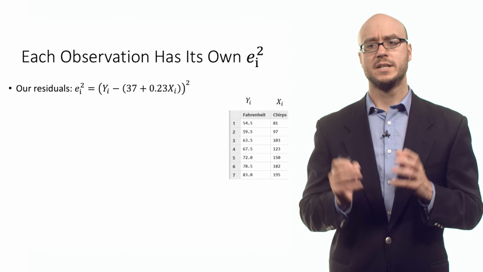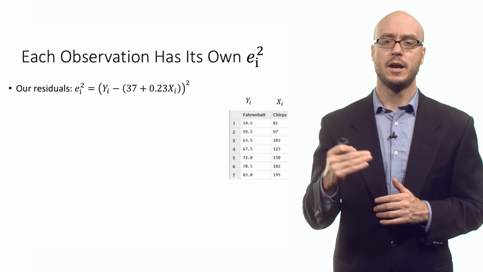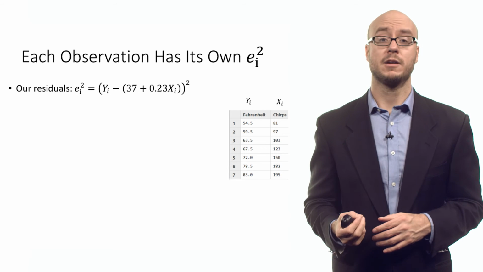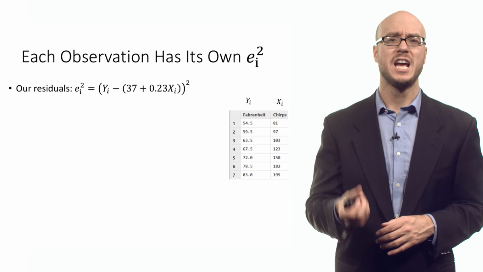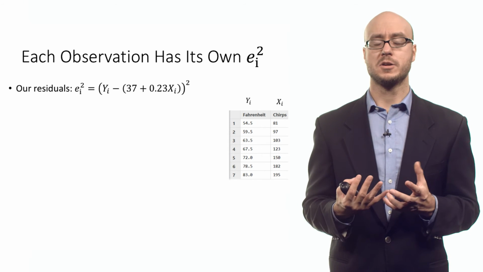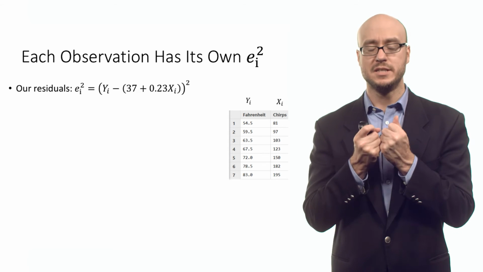The key point here, though, is that each row, each observational unit, has its own residual, its own error, and accordingly, each observation has its own squared error. We just take the residual, the error, and we square it. The reason we do this is that we want to add up all these errors, but if we didn't square them, they would cancel each other out. So we want to make these errors positive.